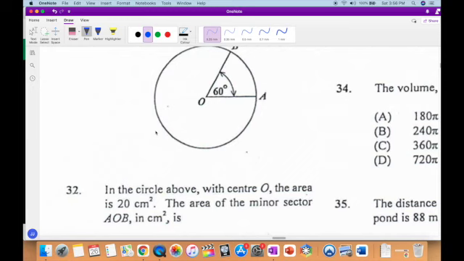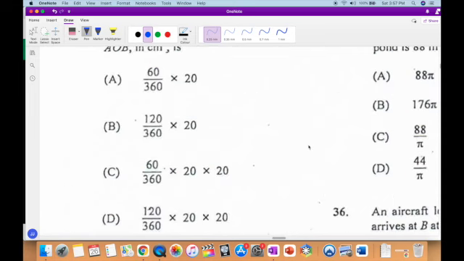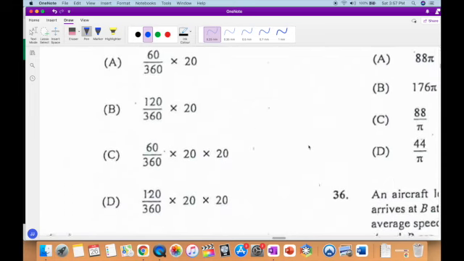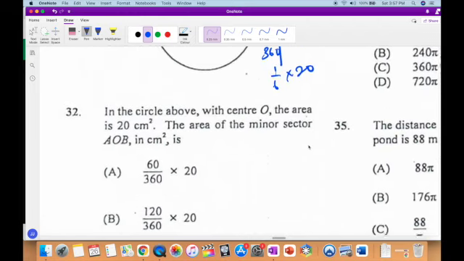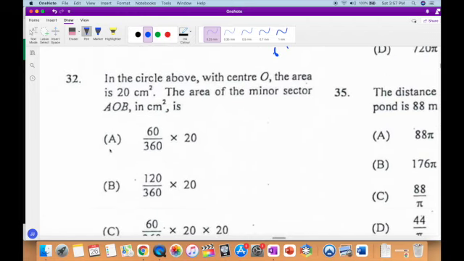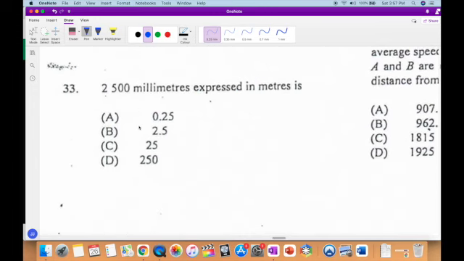So the area of the minor sector will just be 60 over 360, which is the fraction of the circle, multiplied by the area of the full circle. So 6 sixes are 36, so this is 1 over 6 times 20. Look, they have it here, 60 over 360 times 20. They didn't simplify it. So that is the answer for number 32.